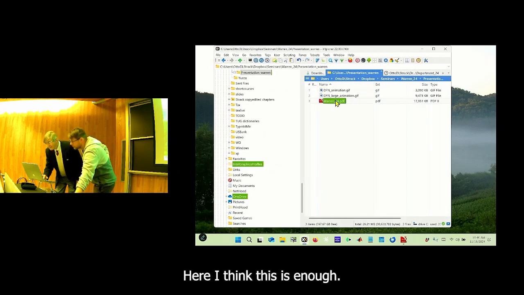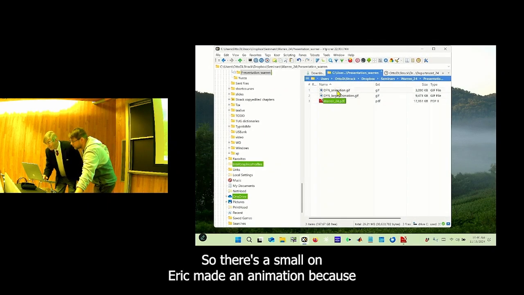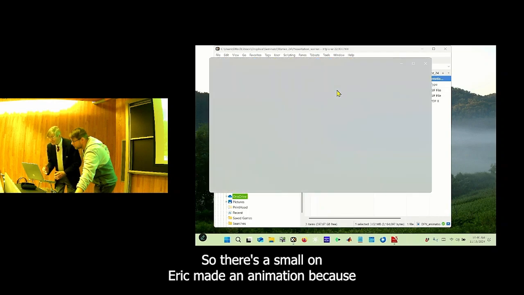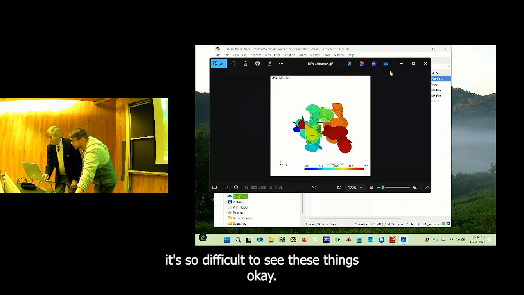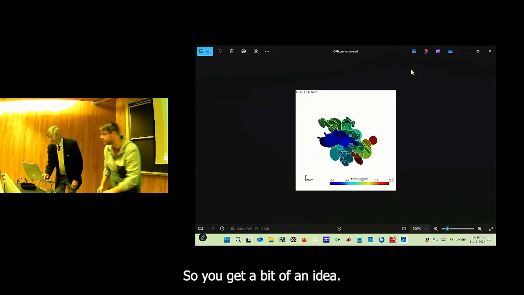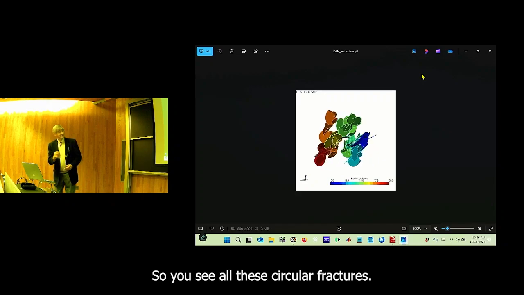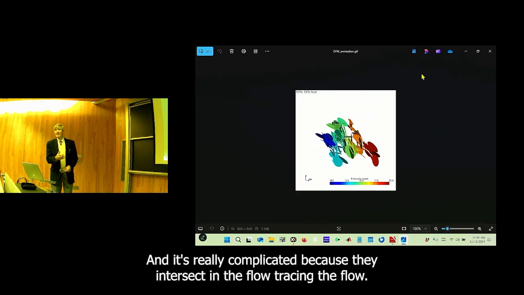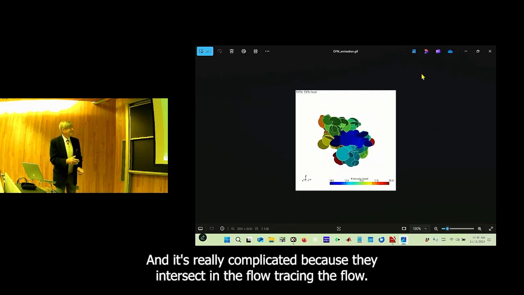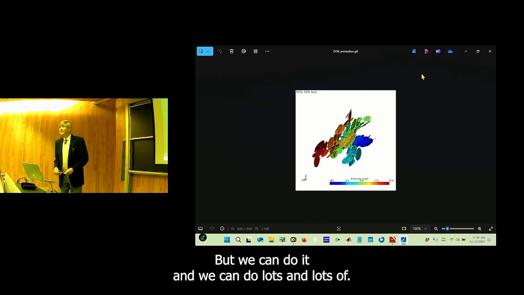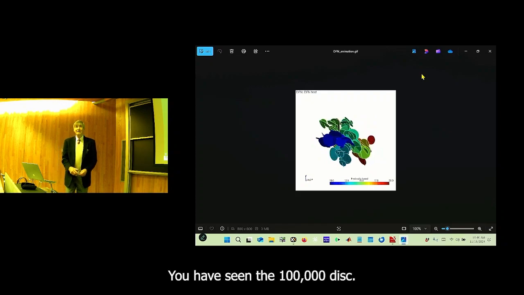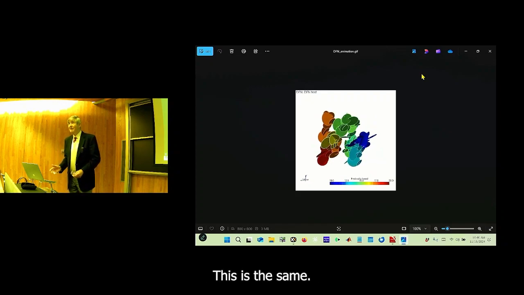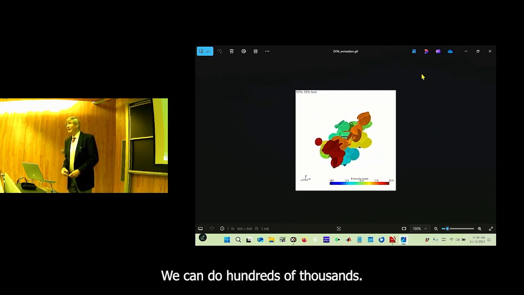Yeah, here. I think this is enough. So there's a small one. Eric made an animation because it's so difficult to see these things. So you get a bit of an idea. You see all these circular fractures, and it's really complicated because they intersect. And tracing the flow, of course, is a nightmare. But we can do it, and we can do lots and lots. You've seen the 100,000 disks. This is the same. We can do hundreds of thousands.